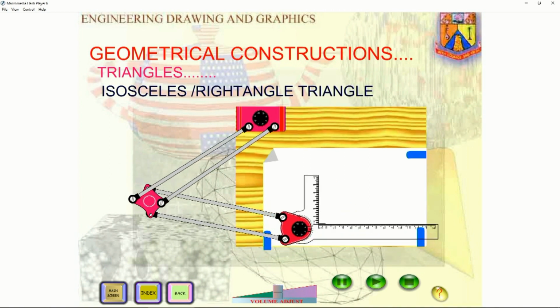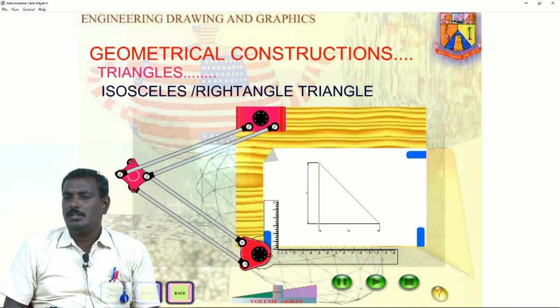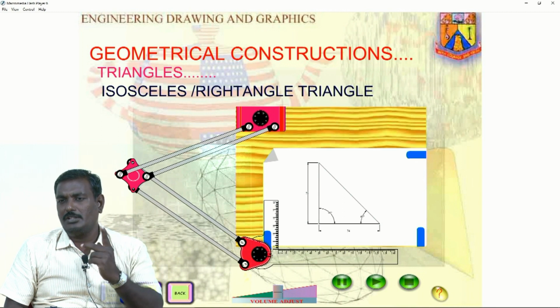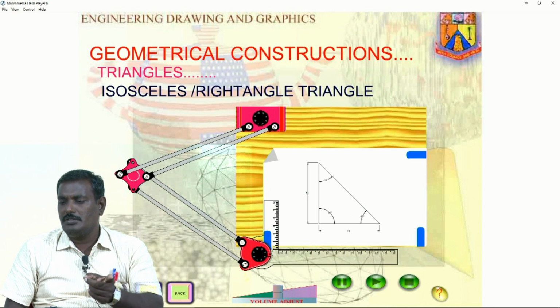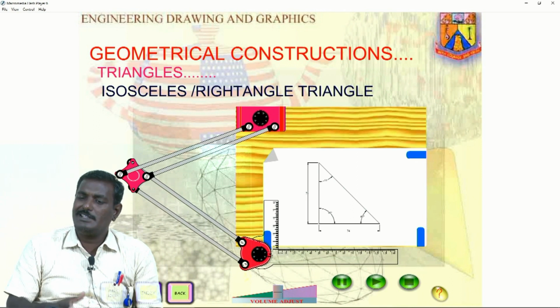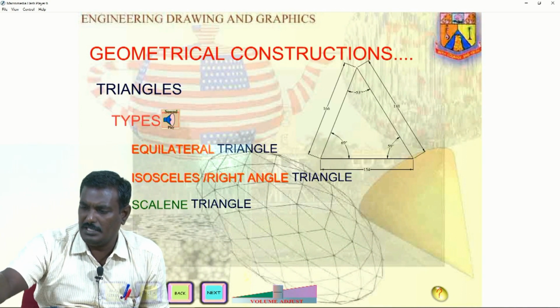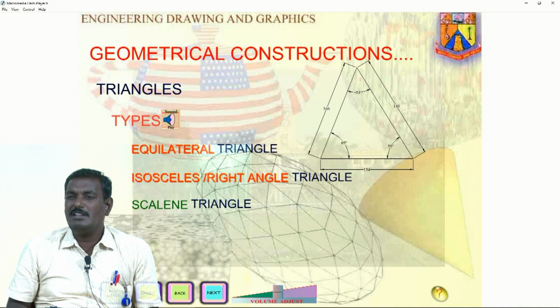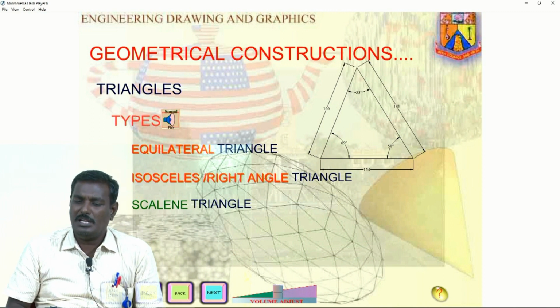Next, the isosceles triangle. Try to see. We draw 2 lines, one horizontal and another vertical, mutually perpendicular. So, that is an isosceles or right angle triangle. Then scalene, you know what scalene is? Scalene is where all sides are not equal. Not only that, there are 3 included angles, and all 3 included angles are not equal. So, that is called a scalene triangle.